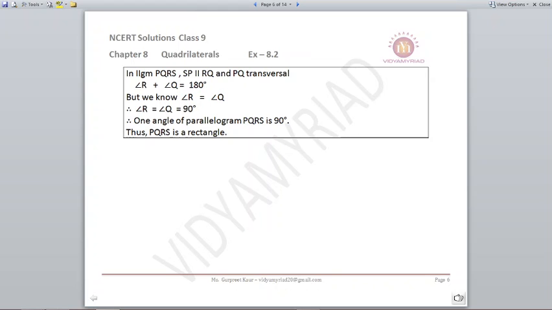So that means each angle is 90 degrees, and in forming a rectangle, if one angle is proved 90 degrees, it will be proved. So we can say that PQRS is a rectangle.